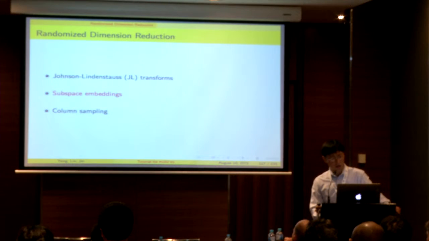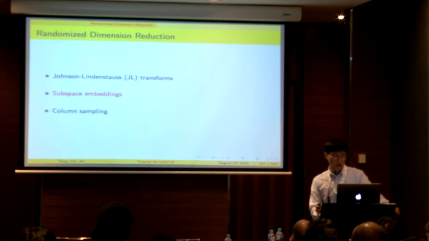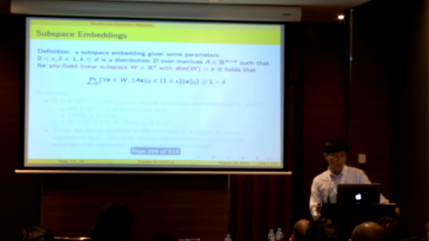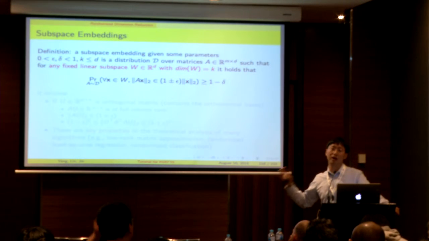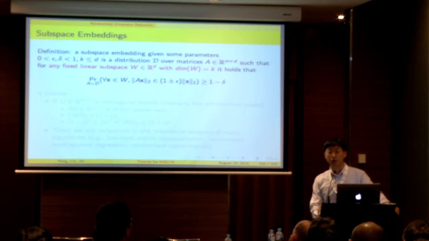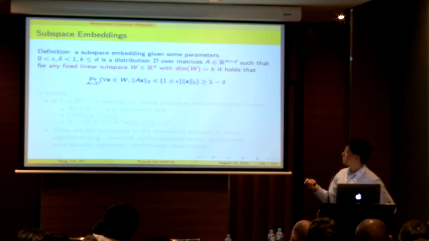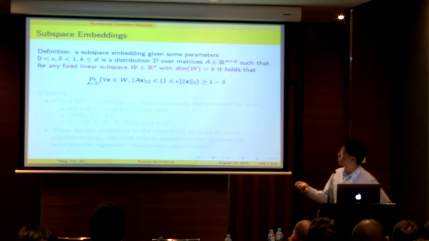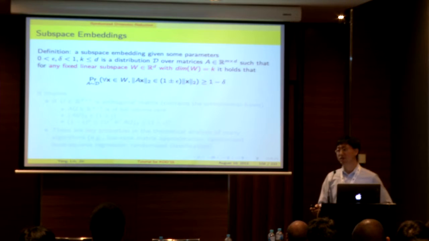The second one is the subspace embedding. It is actually more general than the JL transform. In the JL lemma, we try to guarantee that the length of a fixed vector is preserved. But here we want to generalize this to a set of vectors, to an infinite number of vectors. So here, instead of having a fixed vector X, we have a fixed linear subspace W, which is a subset of the d-dimensional vectors. And here we assume the dimension of this subspace is K.